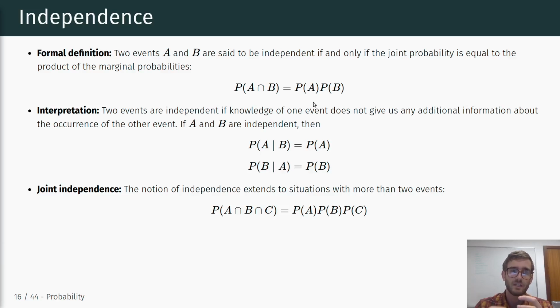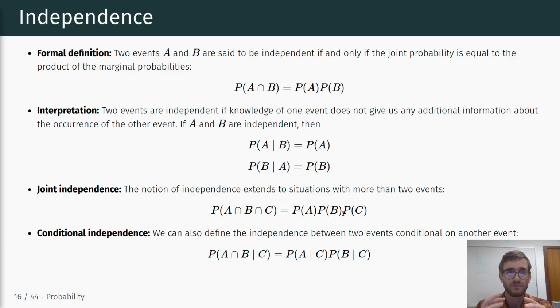Again, we can extend this notion of independence to situations with more than two events. For example, we have now three events, the probability of A intersect B intersect C, which is equal to the product of the three probabilities if and only if those three events are jointly independent.